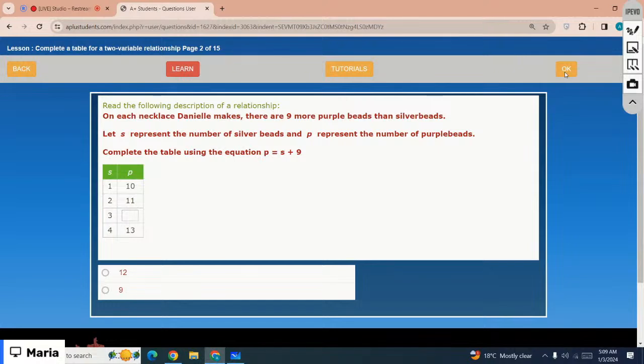On each necklace Daniel makes, there are 9 more purple beads than the silver beads. Let S represent the number of silver beads and P represent the number of purple beads. Complete a table using the equation P equals S plus 9. So you're given the equation P equals S plus 9. You have to find the value of P when S equals 3. So which is the correct option? The correct option is 9 plus 3 equals 12. The correct option is 12.